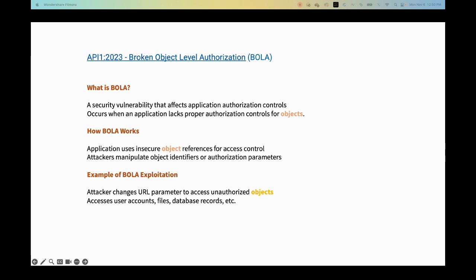Now, objects can include various entities within an application. It can be a file or a database record or the user account itself. So how does it work? Now this vulnerability arises when the application relies on insecure object references to determine access rights. In other words, if the application uses easily guessable or manipulable identifiers to identify and authorize access to different objects, it becomes susceptible to BOLA.